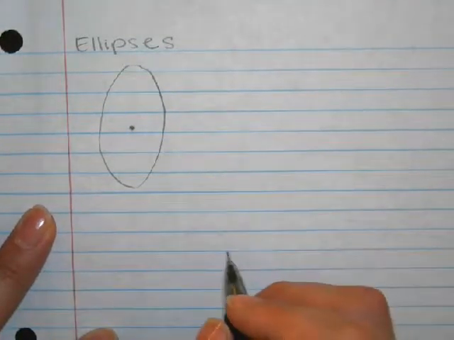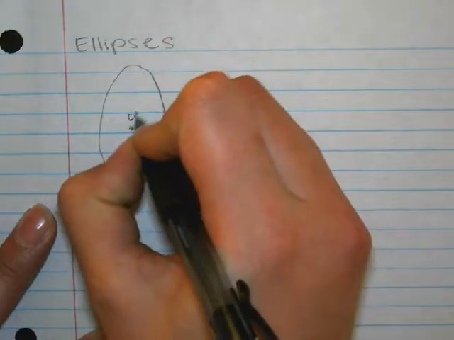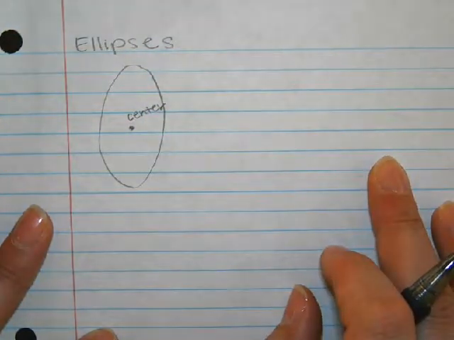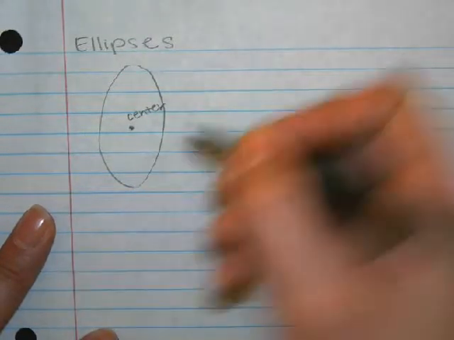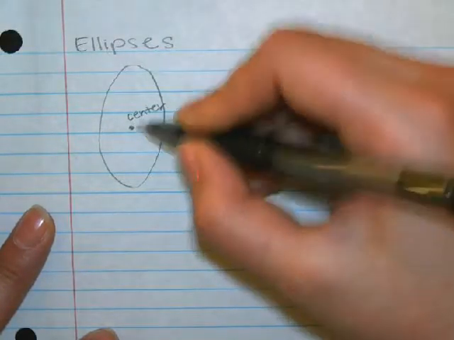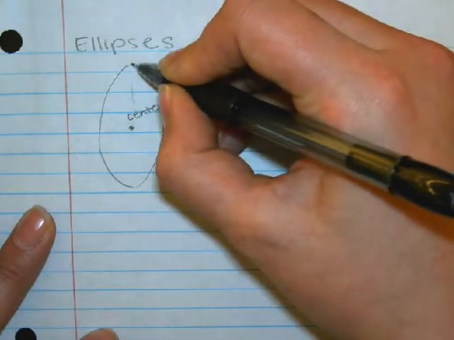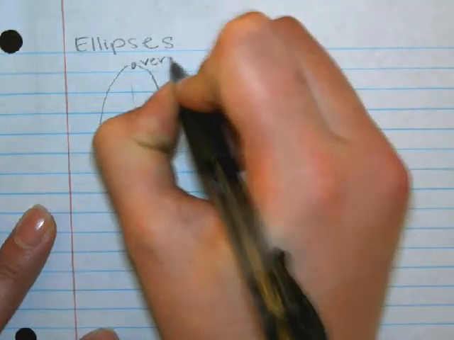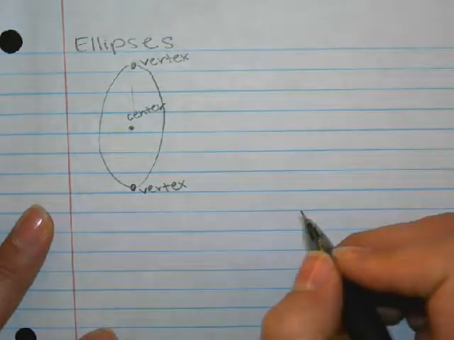Just like with the circle, we're going to find the center. That's going to help us figure out how to graph it. And then from the center, instead of having a radius, we have a vertex. If you look from the center, the points on the edge of the ellipse that are furthest from the center are called vertices if you're talking about plural, or vertex if you're just talking about one of them. So vertex, vertex, but together those would be vertices.